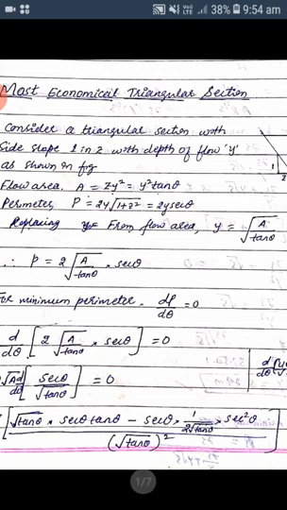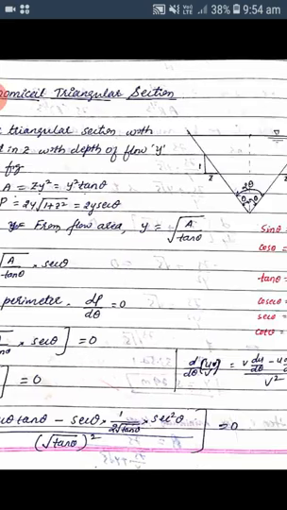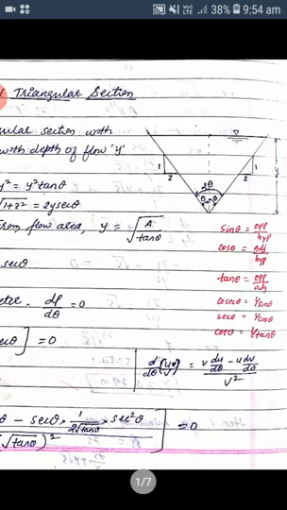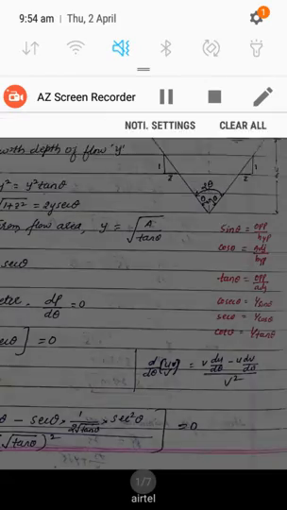Then the perimeter. Here I have written P equal to 2y root over 1 plus z square. That is in terms of depth of flow as well as side slope. Also in terms of trigonometrical function, it becomes 2y sec theta. So how does this 2y root over 1 plus z square come? Again the same thing. Just take this one.